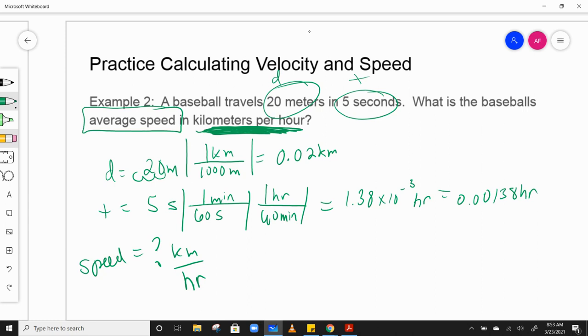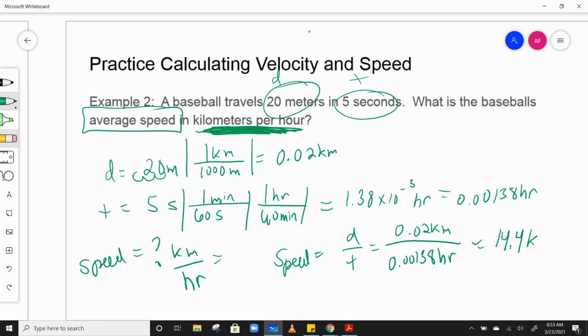All right, now I'm going to plug it in. So I know that speed is distance over time. The distance is 0.02 kilometers. The time, 0.00138 hours. 0.02 divided by that is 14.4 kilometers per hour.